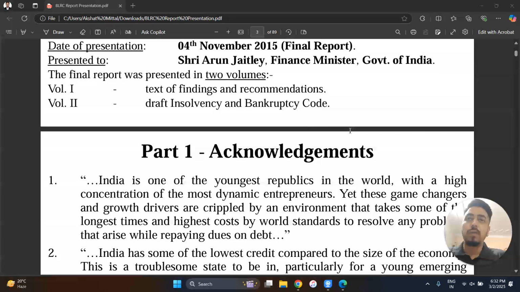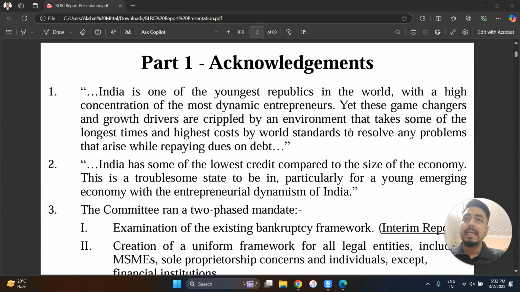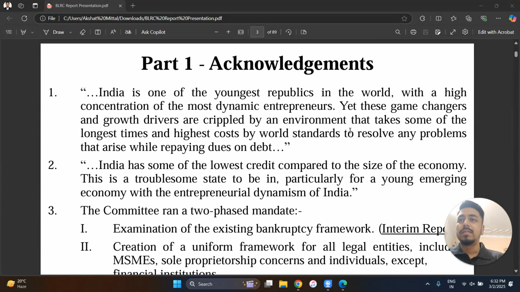And when we move forward towards part one, which is titled as acknowledgements, we find two very interesting paras written by this committee. In the first para, the committee highlights the dynamic business system of India. And it also notes that the young entrepreneurs are usually crippled by the present environment because the current insolvency and bankruptcy framework is having long delays, and they usually end up bearing high costs, and which is why ultimately their businesses tend to fail.